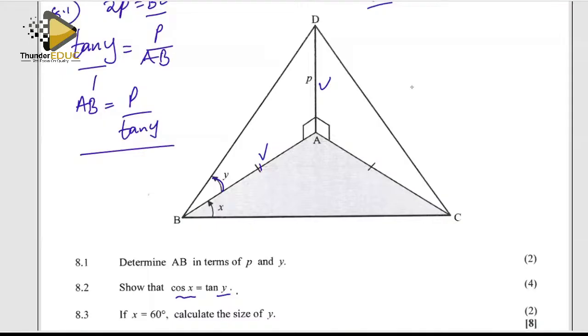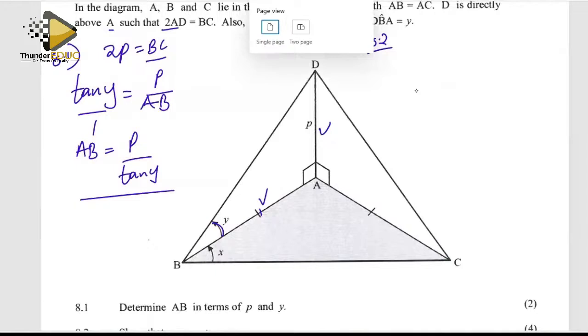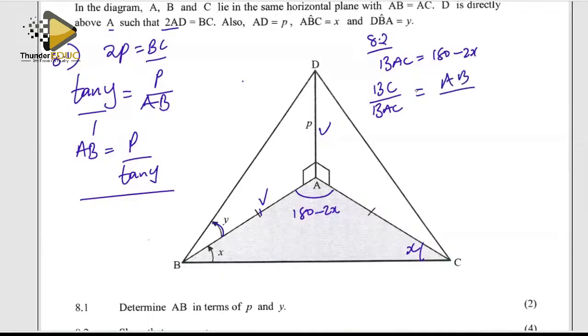Then 8.2, they're asking us to show that cos of x is equivalent to the tan of y. So I'm going to use AB, because I know that this is x, this must also be x, meaning that this entire angle should be the same as 180 minus 2x. So we're going to say that BAC is 180 minus 2x, angles in a triangle. So if I use BC over sine BAC, it should give me the same as AB over sine ACB. I'm using the sine rule, guys, forgive me.